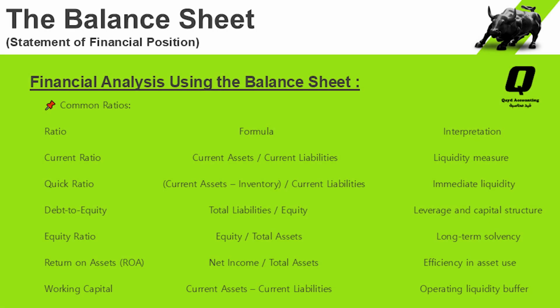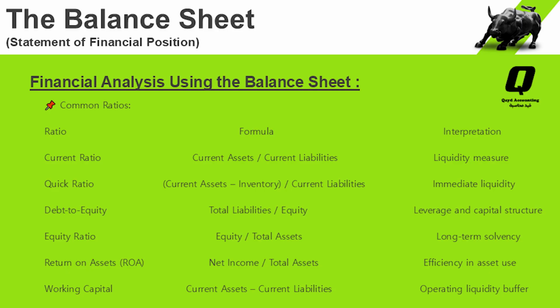Financial analysis using the balance sheet. Common ratios: ratio, formula, interpretation. Current ratio: current assets divided by current liabilities, a liquidity measure. Quick ratio: current assets minus inventory, divided by current liabilities, measuring immediate liquidity.